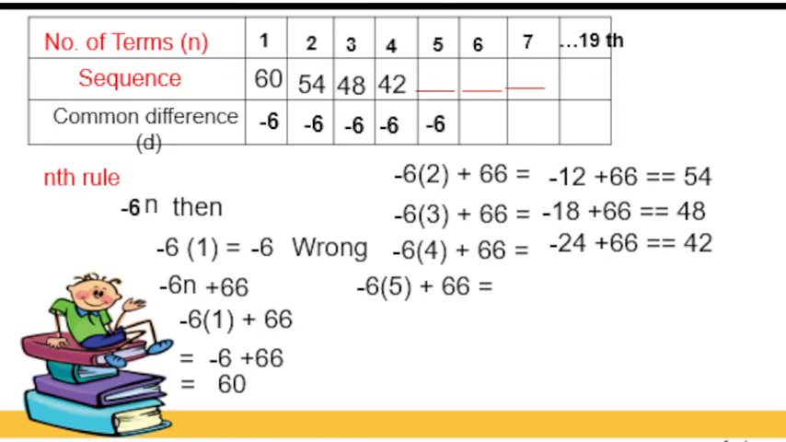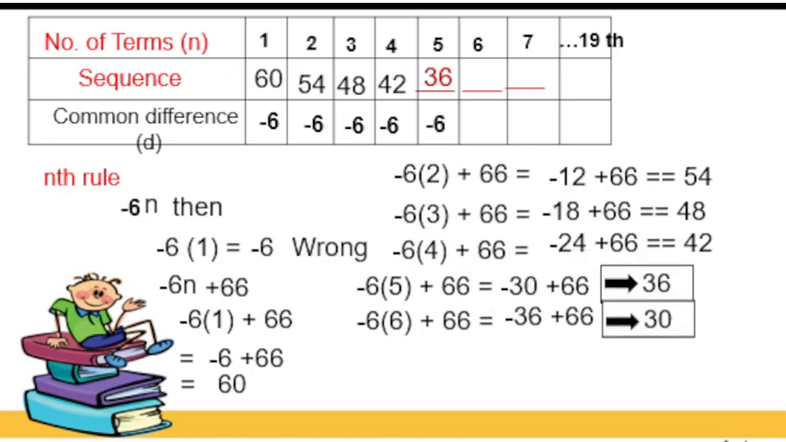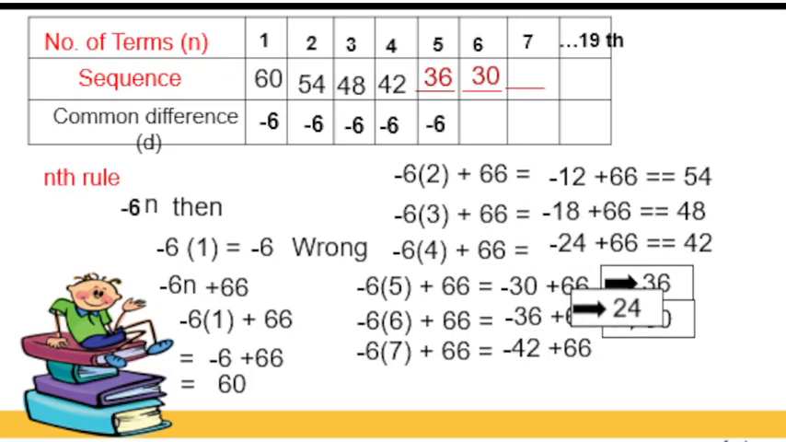So this time, let's get the fifth term. So negative 6 times 5 plus 66. So that is negative 30 plus 66 is 36. For the sixth term, you have negative 6 times 6 plus 66, which is negative 36 plus 66. So the sixth term is 30. Now for the seventh term, we have negative 6 times 7 plus 66, which is negative 42 plus 66, is 24.